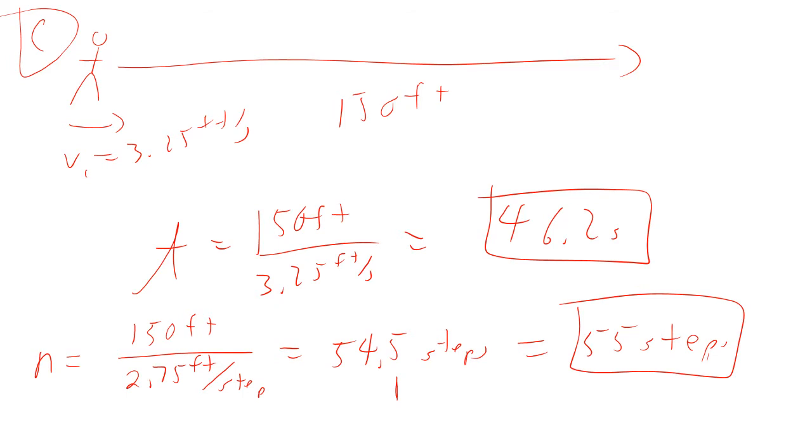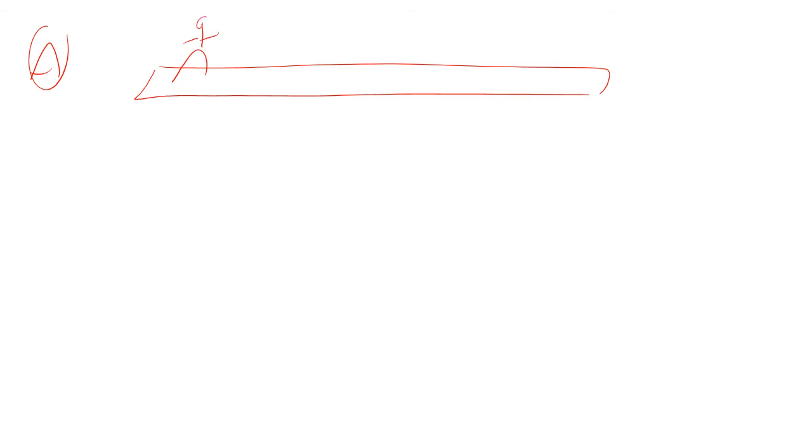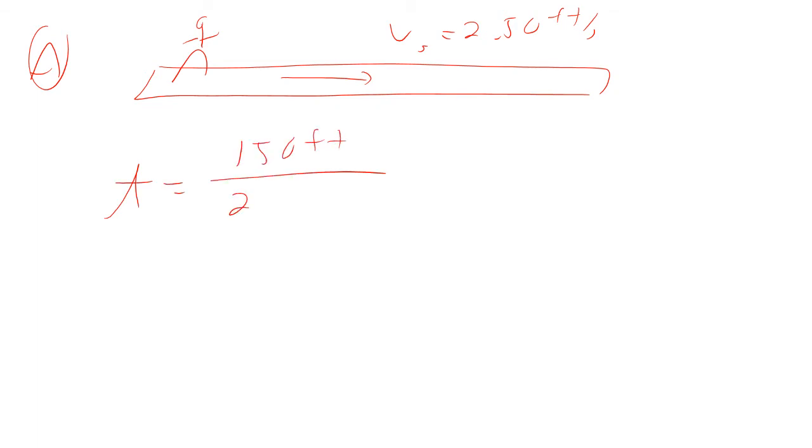So let's do passenger A now. Passenger A is the boring one. They're just standing, not moving on the sidewalk, and the sidewalk is moving at 2.5 feet per second. So that's carrying them down the concourse. So the time is going to be 150 feet divided by the 2.5 feet per second. And so that comes out to be 60 seconds. So that's 1 minute to get down there. How many steps?